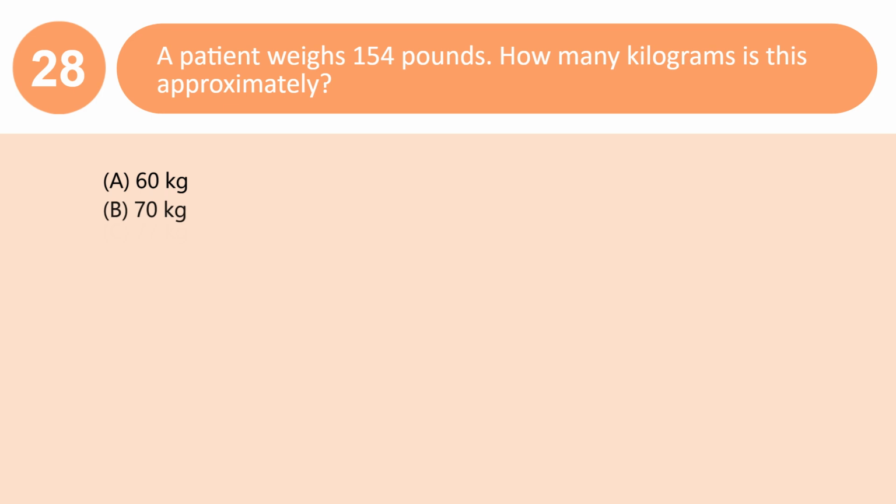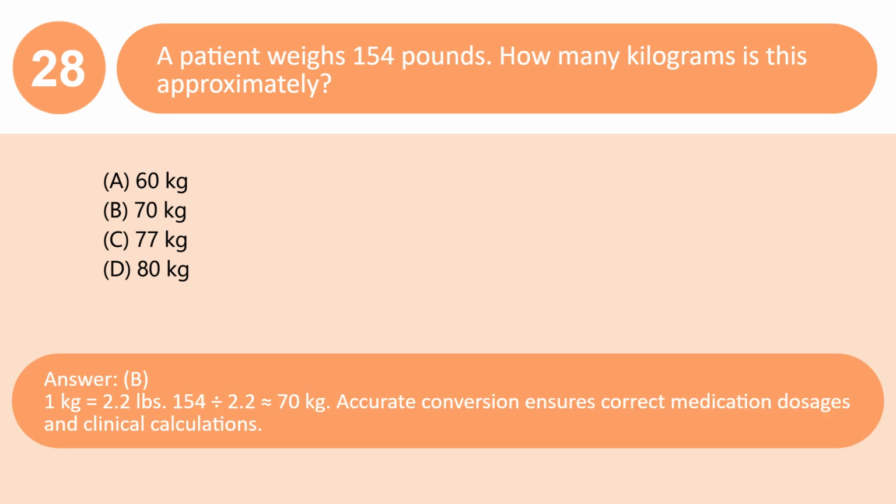A patient weighs 154 pounds. How many kilograms is this approximately? A. 60 kilograms. B. 70 kilograms. C. 77 kilograms. D. 80 kilograms. Answer: B. 1 kilogram equals 2.2 pounds, 154 divided by 2.2 almost equals 70 kg. Accurate conversion ensures correct medication dosages and clinical calculations.